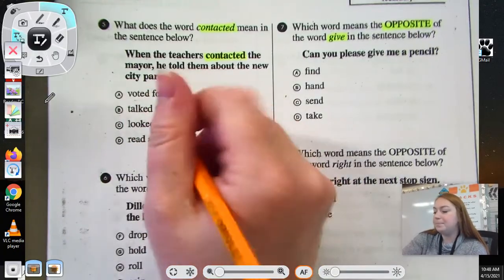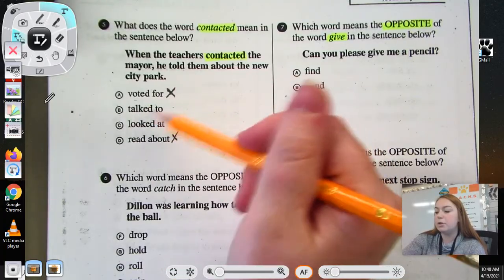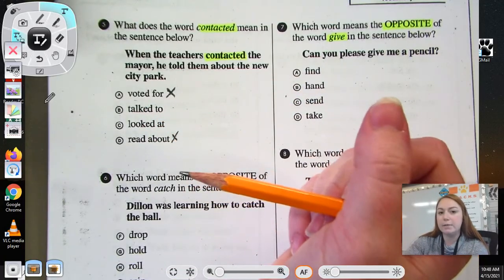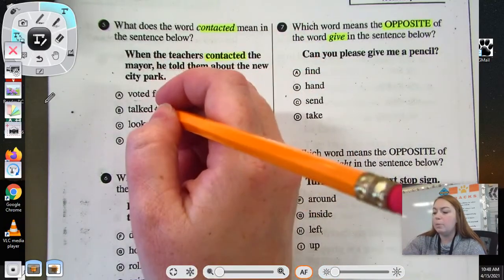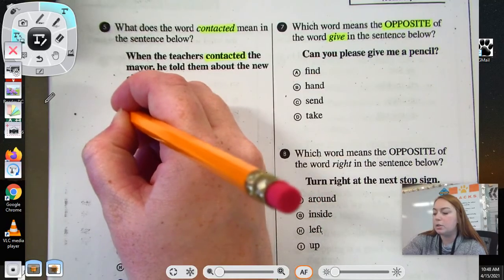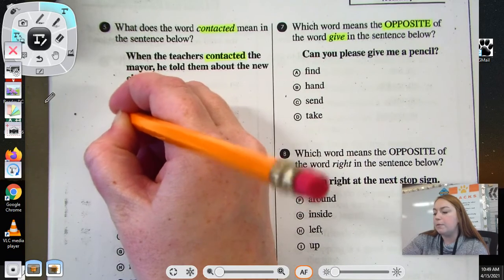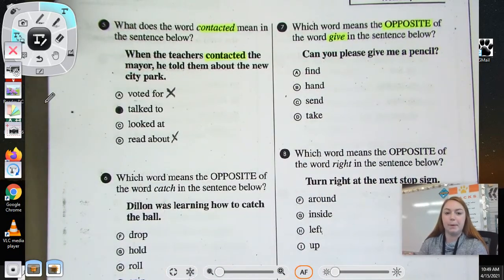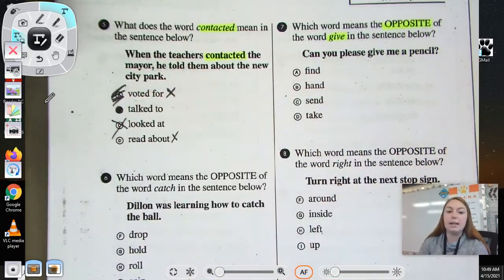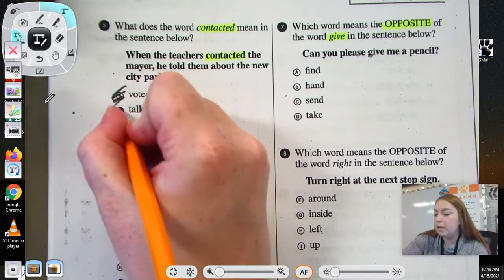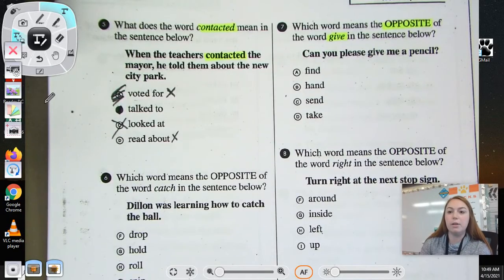And then if you're like, I don't think it means read about, I'm down to my two choices, talked to or looked at. If the mayor contacted, what would it be? Well, I think it's talked to. So when I fill in my circle, I'm going to press down and fill it in like that, okay? You don't want to cross off the circles. You don't want to go like that. That's not what you want. You want to fill it in nice and dark and stay inside of the lines.